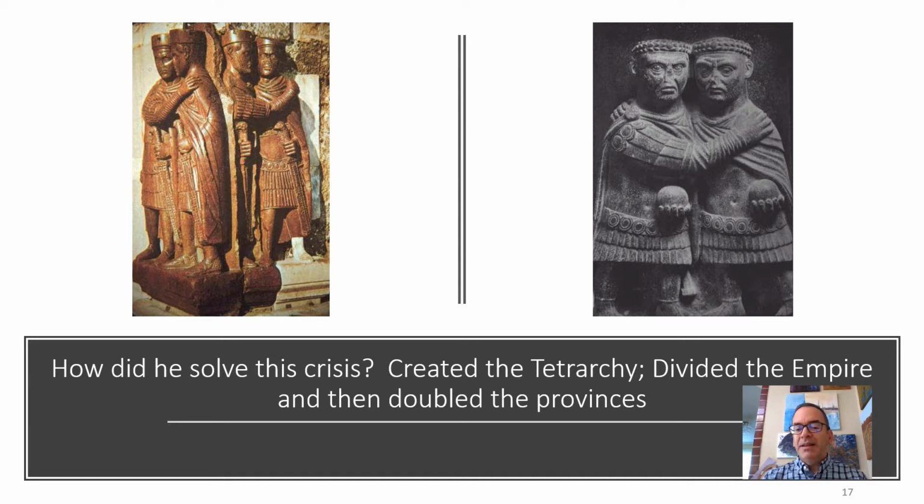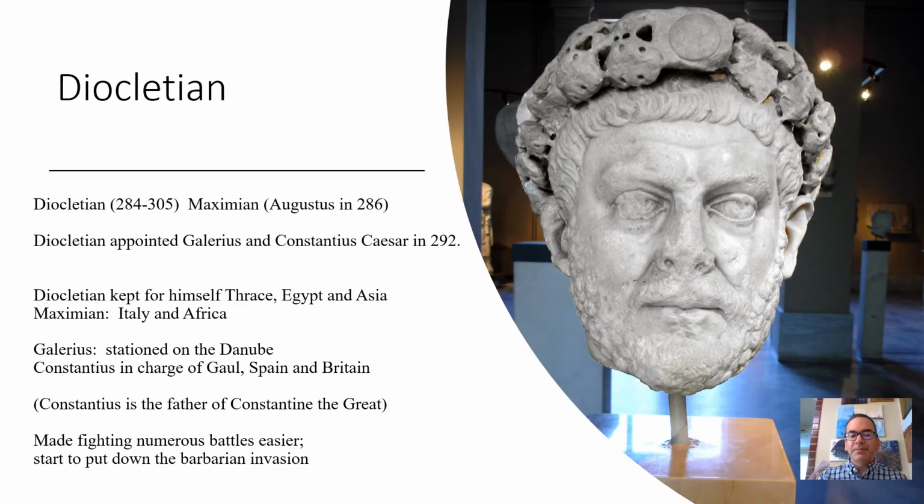I mentioned he divided the empire, and he also created more provinces. He doubled the provinces to make tax collection a little bit more efficient. In one way, it worked, and another way, it actually doubled the bureaucracy, so you had more people to pay. But that's what he tried to do.